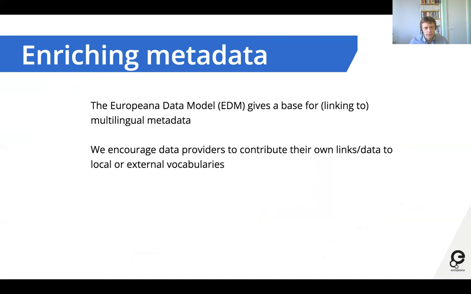So what we do, and I'm not going to expand a lot because we've presented that in some earlier DCMI conferences, we try to enrich our metadata. So we built a data model called the European Data Model, EDM, that gives us a base for linking to multilingual semantic metadata, trying to follow the principles of linked open data. And the first thing that this enables us to do is to get some local or external vocabularies from our data providers, the cultural heritage partners that give us metadata. So we can get links to authority lists that give us some context around the cultural heritage objects, like the paintings or the sculptures that they send us.